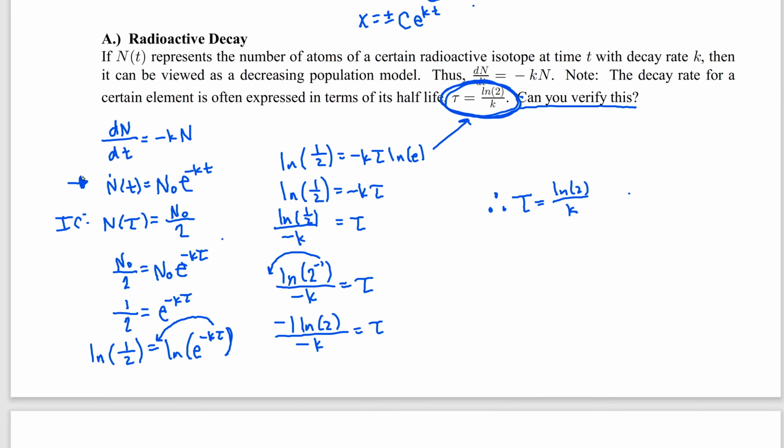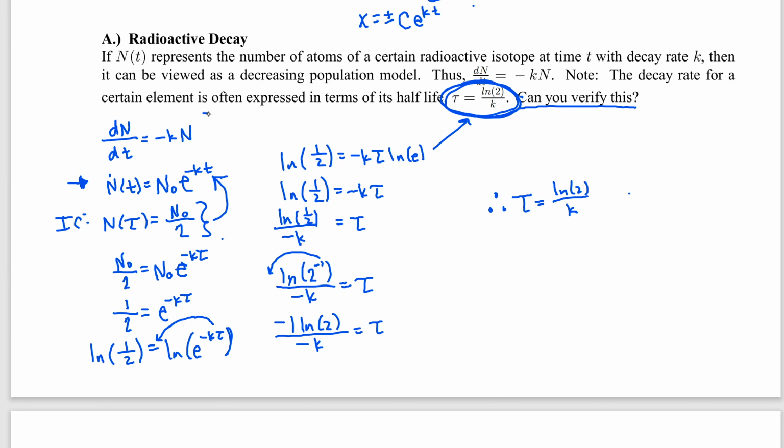Then we took the idea that the half-life, which decays the original amount of your substance to exactly half of the original amount, we determined this initial condition, right? N of tau equals N naught over 2. We plugged that in in order to solve for tau. So we took that information, we plugged it into our solution, we worked through the algebra, and we were able to solve for the half-life.